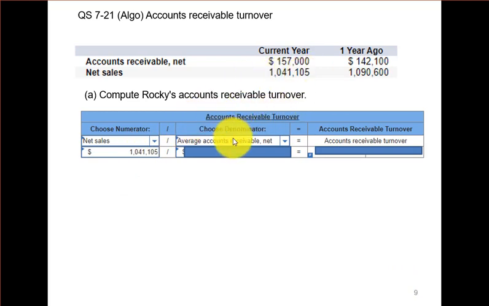So we're going to find this for 1 year, and it looks like we're going to have 1,041,105 for sales, and then our accounts receivable average will be, like I said, 157 plus 142, add them together, divide by 2. You should come up with 149,550. That'll be divided into net sales to give you a turnover of 7 times. Now, we don't know if 7 times is good or bad. We have to compare it to previous years and also to other companies in the same industry.